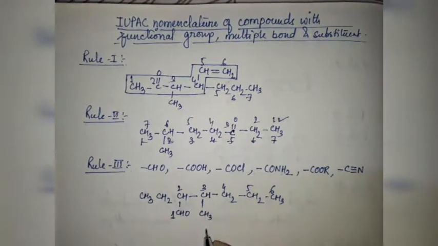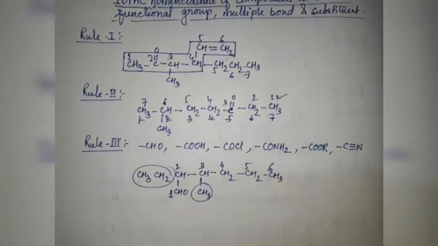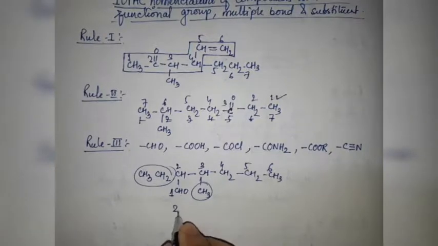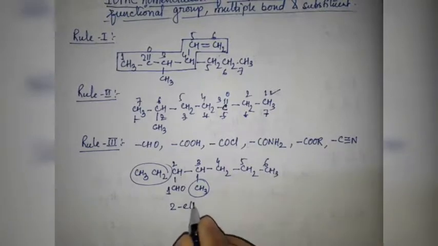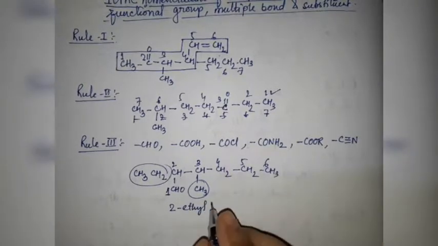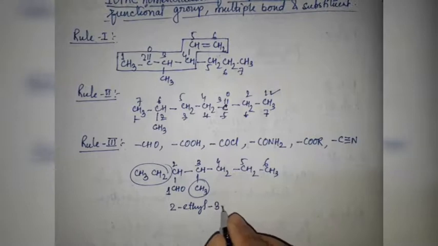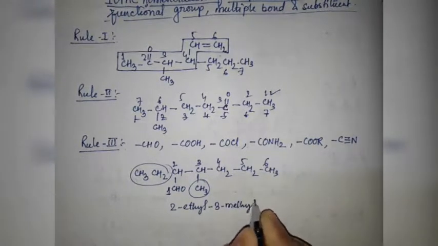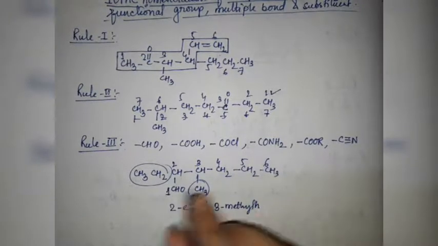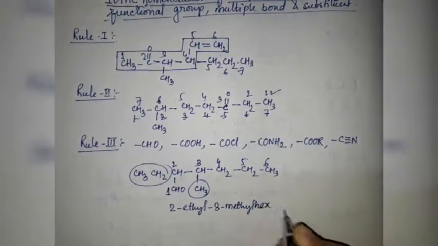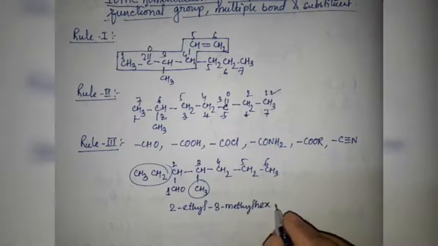So in 2 position we have an ethyl substituent, and in 3 position we have a methyl substituent. So according to the alphabetical rule, ethyl comes first, irrespective of the number of positions. So 2-ethyl, hyphen, in 3 position 3-methyl, hex, because 6 carbon atoms are there.